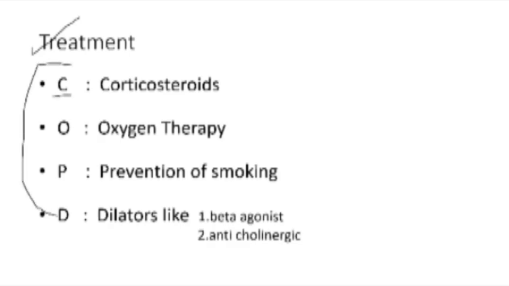C stands for corticosteroid, O for oxygen therapy, P for prevention of smoking, D means dilators like beta agonist and anticholinergic. With the mnemonic of COPD only, we will remember the treatment. C for corticosteroid, O for oxygen therapy, P for prevention of smoking, D means dilators like beta agonist and anticholinergic.